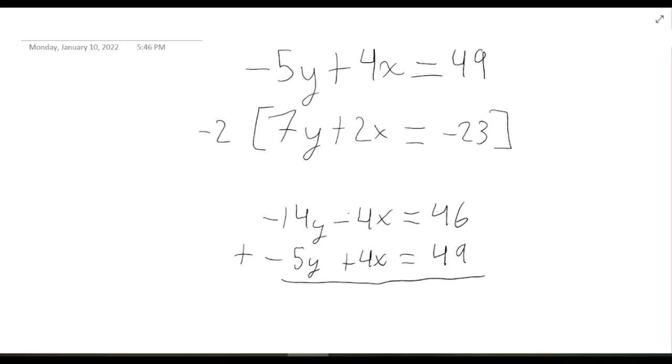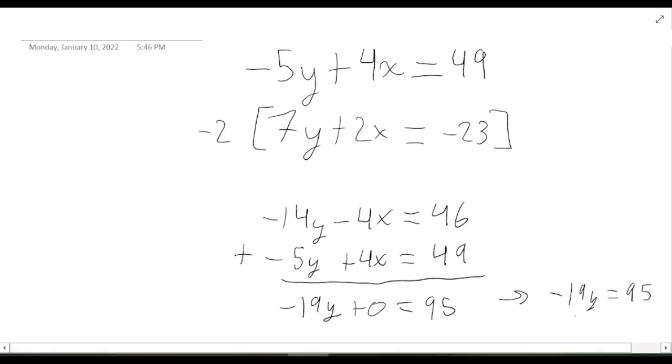So negative 14y minus 5y, we add those two together and we get negative 19y. And again, negative 4x plus 4x, they cancel out, so we're going to leave it as 0. And negative 46 plus 49, that's going to give us, let's see, 95. Cool. So all we have to do now is solve for y. So negative 19y equals 95. So when we divide both sides by 19, we're going to get y equals negative 5.